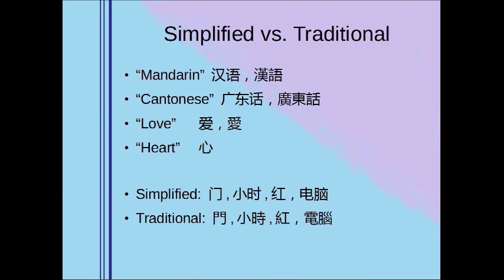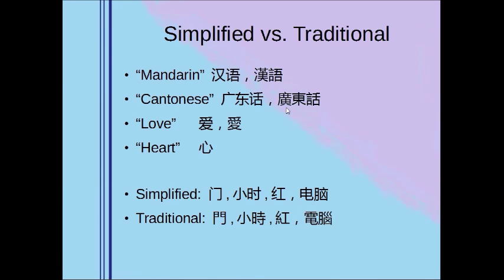Here are some examples of simplified versus traditional characters. As you can see in this word Mandarin, it's much simpler here on the left than on the right. And this radical here for "to speak" is 1, 2, 3, 4, 5, 6, 7 strokes in traditional and 1, 2 in simplified. Simplified is a lot easier to write as well as to learn. Cantonese here on the left looks almost empty.